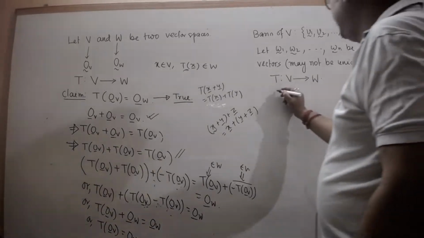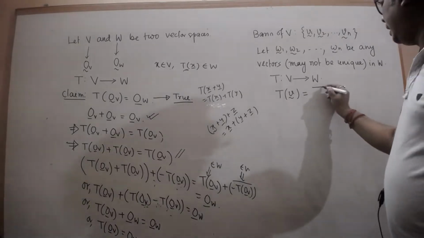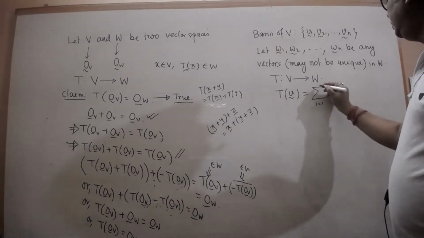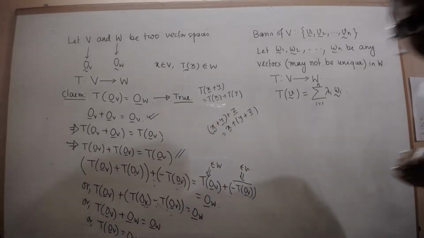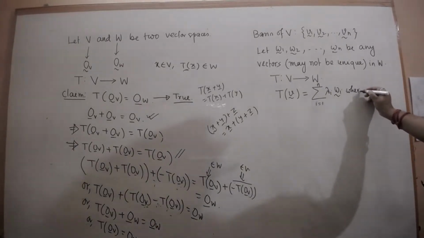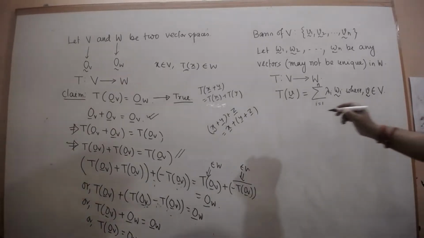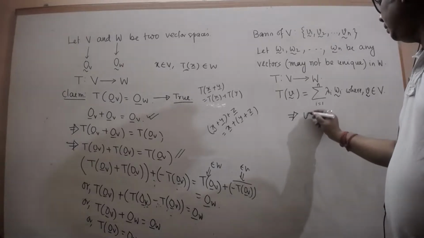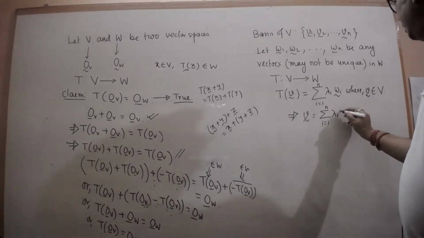Define T(v curl) equal to the sum over i from 1 to n of lambda_i w_i curl, where v curl is the curve belonging to V. This implies v curl equal to the sum over i from 1 to n of lambda_i v_i curl.